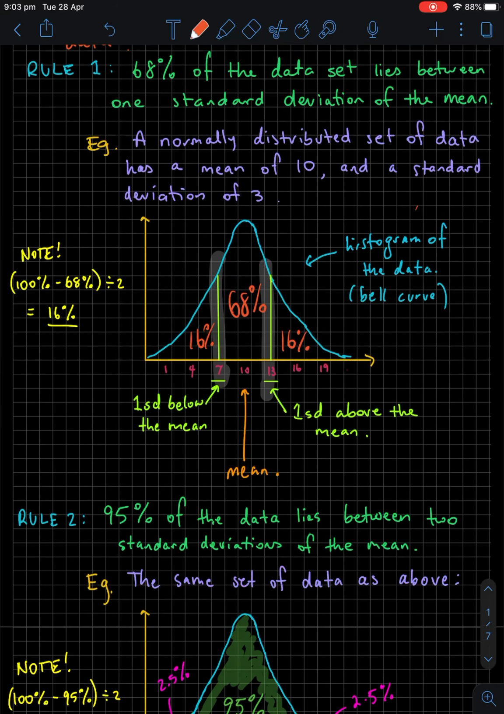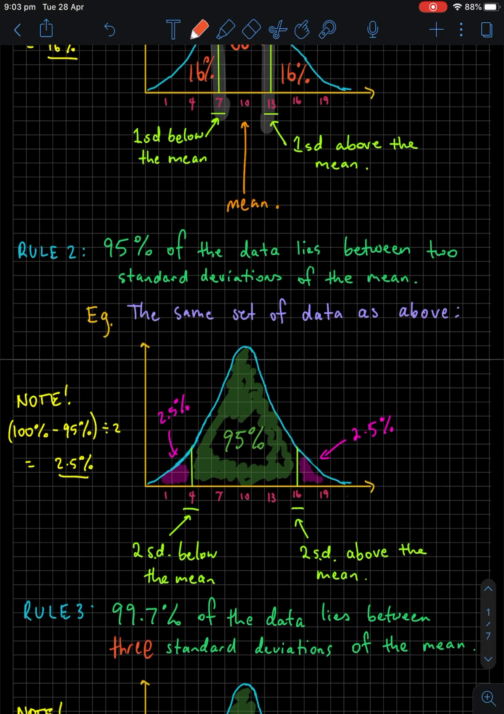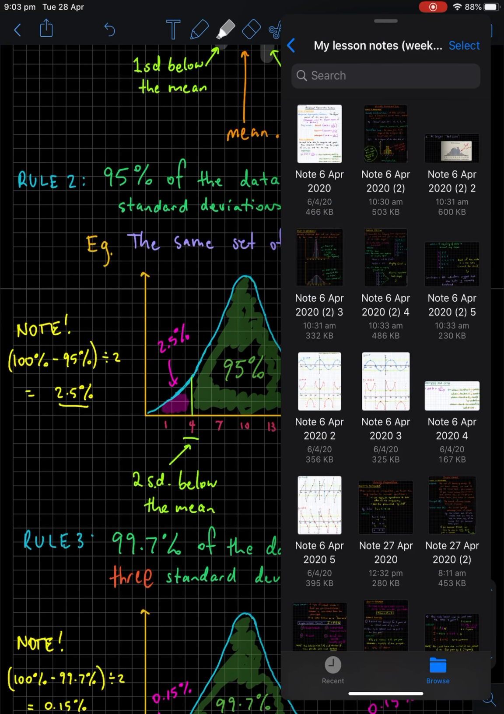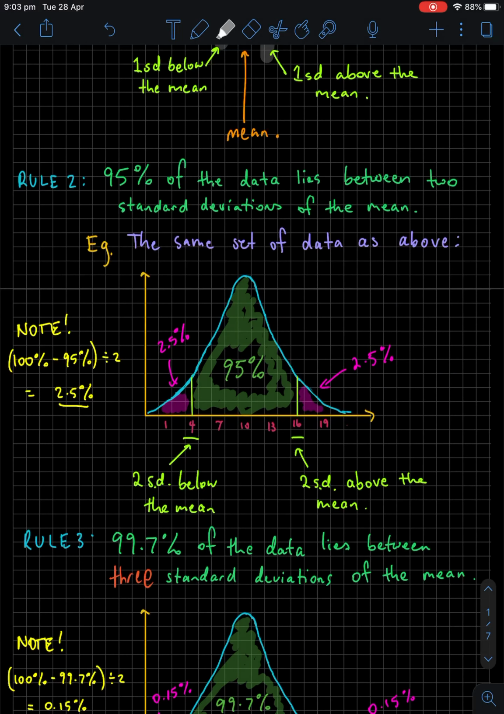Okay, let's move on to the second rule. Rule 2: 95% of data lies within 2 standard deviations of the mean. So that suggests that if we go up and down from the mean, remember that your mean is just here, and go up and down by 2 standard deviations, so 2 lots of 3, I'll go down there as well. We get our boundaries here and here.